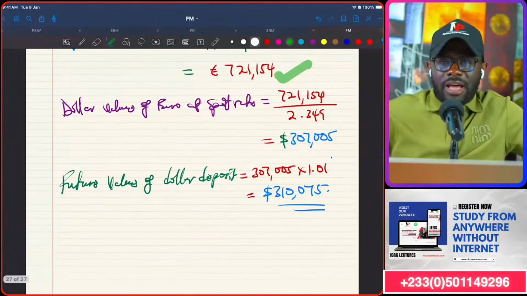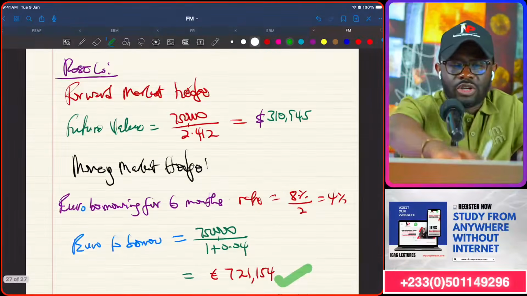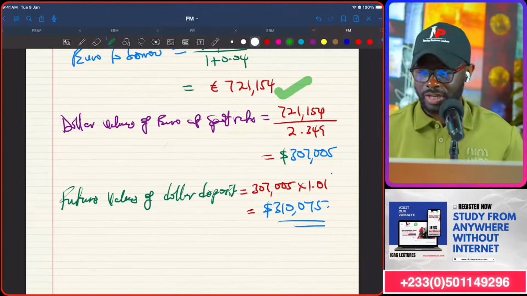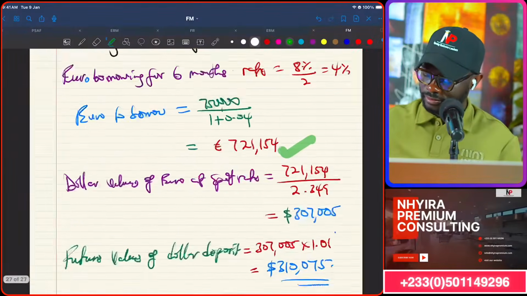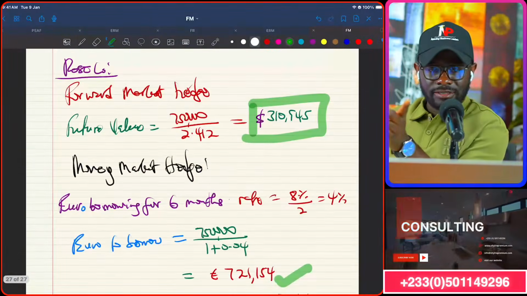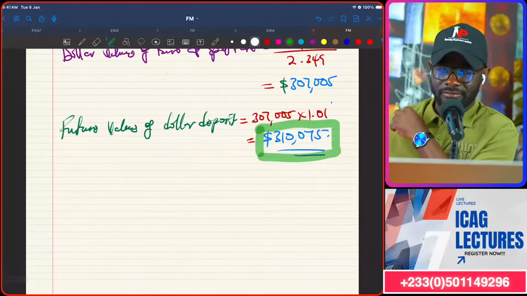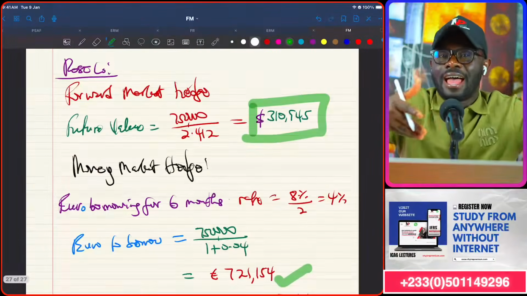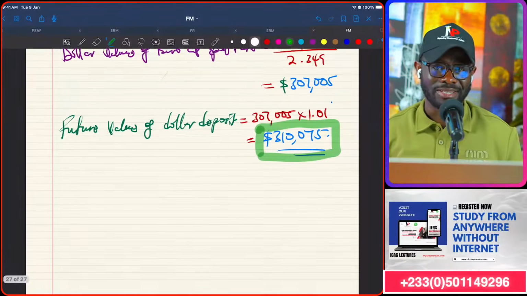So between the money market hedge, the money we will get in 6 months' time in dollars, and the forward contract, the money we will get in 6 months' time, which will be the right one to go for at the end of the day? If you check between the two, which one is giving us more money? Because you want more money. The forward contract is 310,945. The money market hedge is 310,075. So what do you see? You see that the forward contract will be better, because it will give us more money than the money market hedge arrangement.